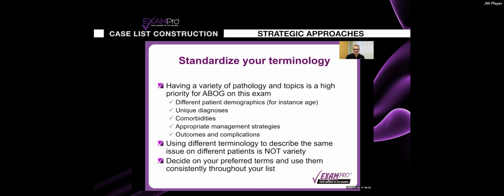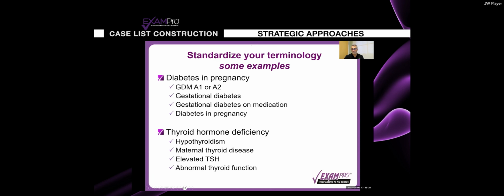Using different terms, on one case you call it obesity. On another case, you call it BMI 45. And then in the management, on one case, you say obesity management. On another case, you list a couple of things you did, but you don't list the same things on each case. It's just not put together. It doesn't look professional, and that's not how you get variety. That's just sloppy.